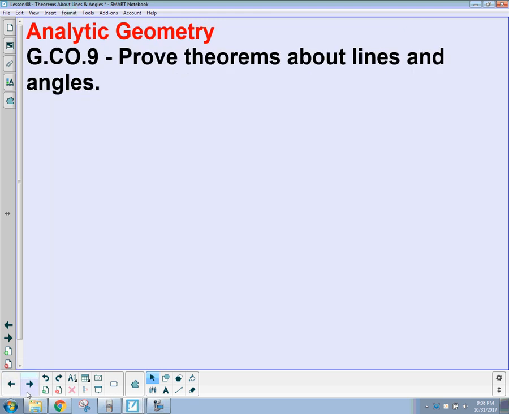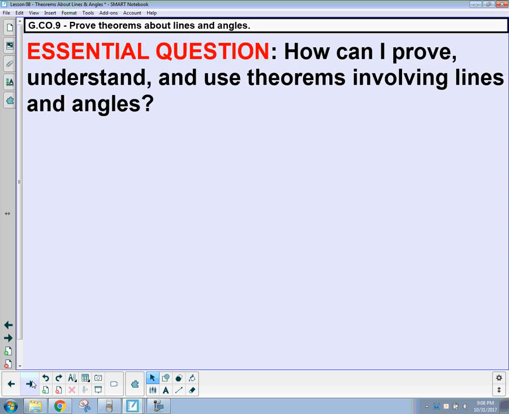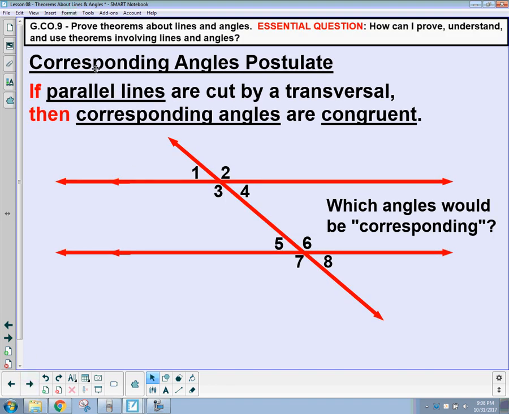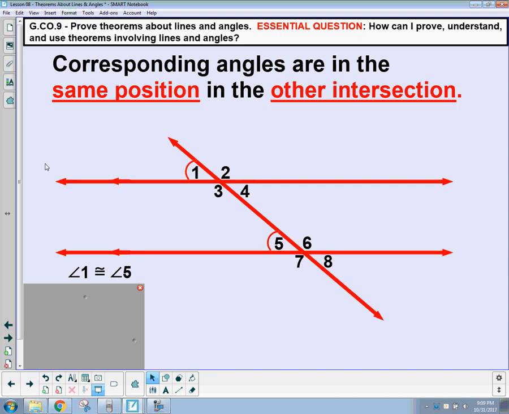So, again, here's our standard, proving theorems about lines and angles. Understand the theorems involving lines and angles. So, corresponding angles postulate. If parallel lines are cut by a transversal, remember I was talking about this earlier, then corresponding angles are congruent. So, which angles would be corresponding? Corresponding angles are in the same position at the other intersection.